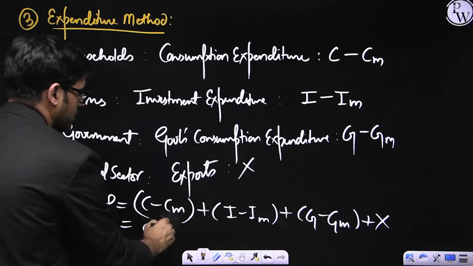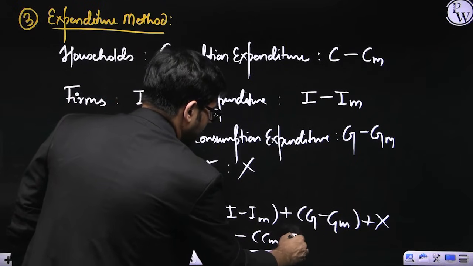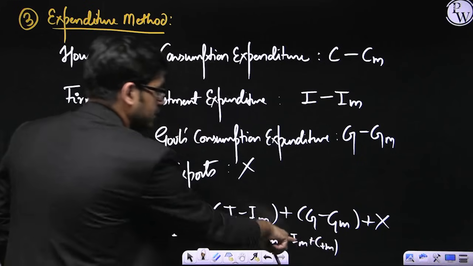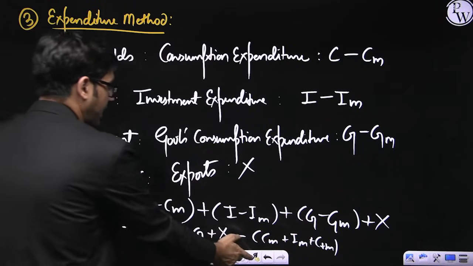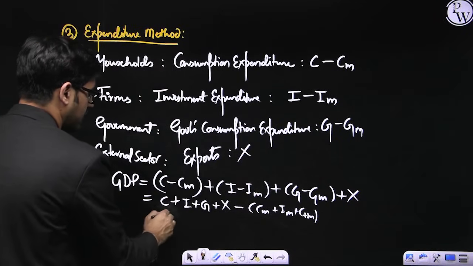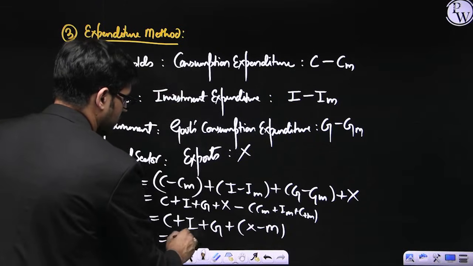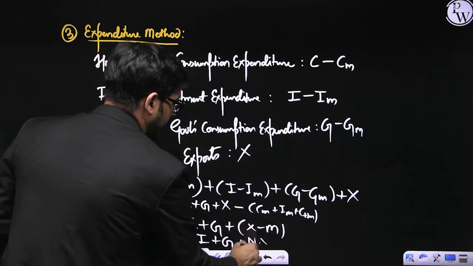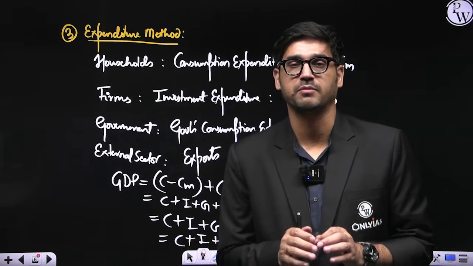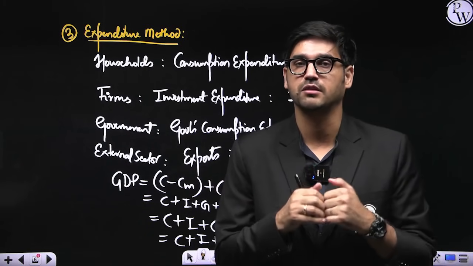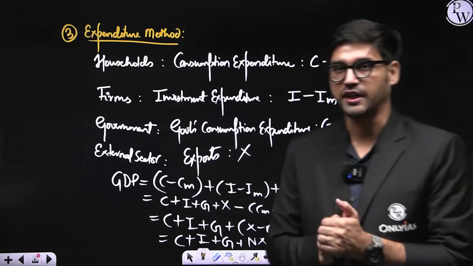Now you can write this down as C plus I plus G plus X minus (CM plus IM plus GM). This is the expenditure made by the economy on import of final goods and services. You can write the same thing down as C plus I plus G plus X minus M, or C plus I plus G plus NX, where NX stands for net exports, which means the money that you have received from exports minus the money that you have spent on imports. This is the third method of arriving at the value of GDP.